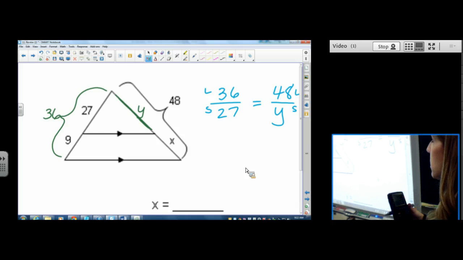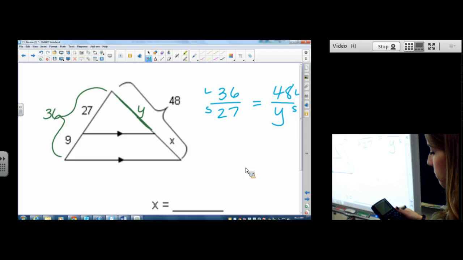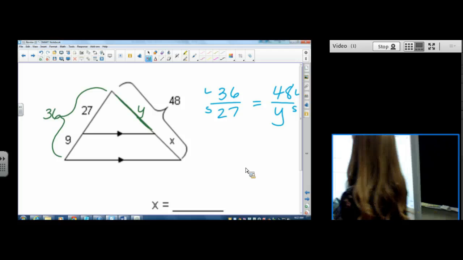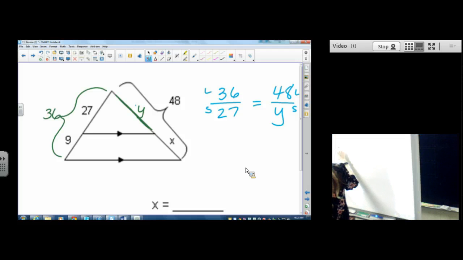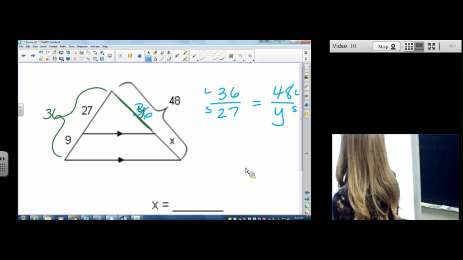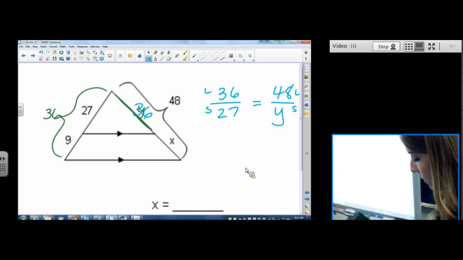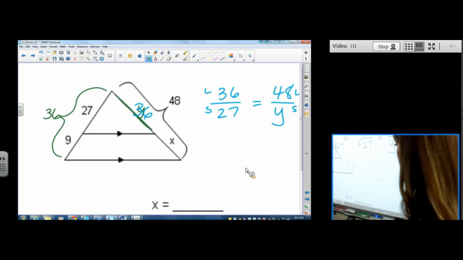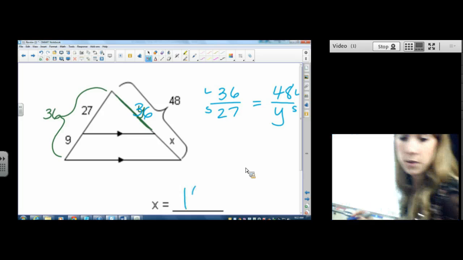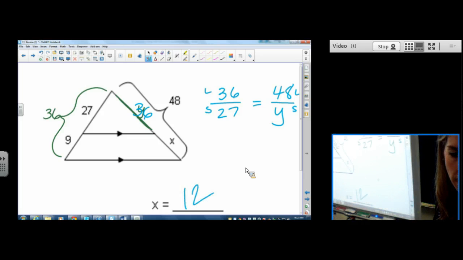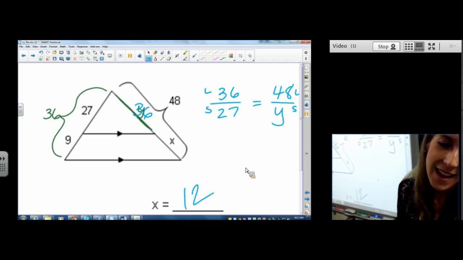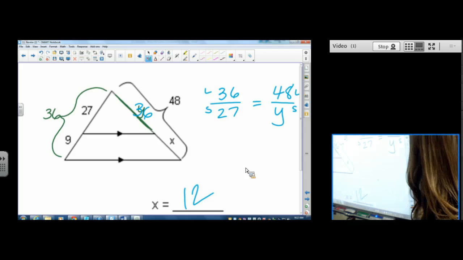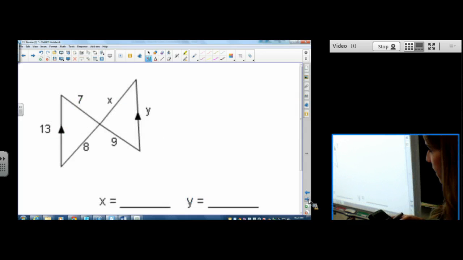Now if I choose to do it this way, I have to remember that that is this segment and that is not x. So now I'm going to do 48 minus 36, and then we get x is 12. So just be careful if you do it that way. Yes, Quan, yes. Okay. Next one.